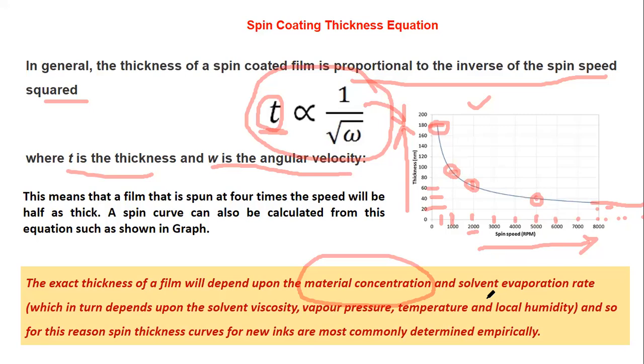So this is all about thickness. These parameters play a very crucial role, and for this reason the spin thickness curve for new inks is most commonly determined empirically. So this is the spin coating thickness equation which you can use for the calculation of thickness.